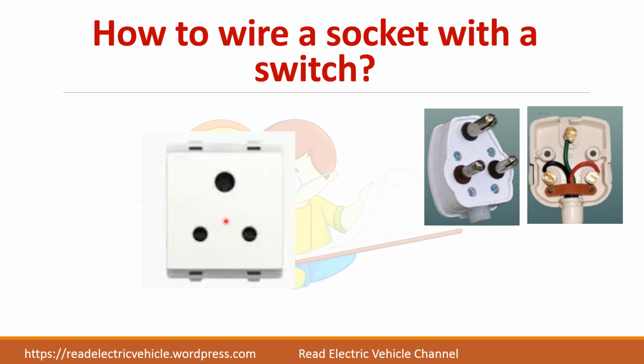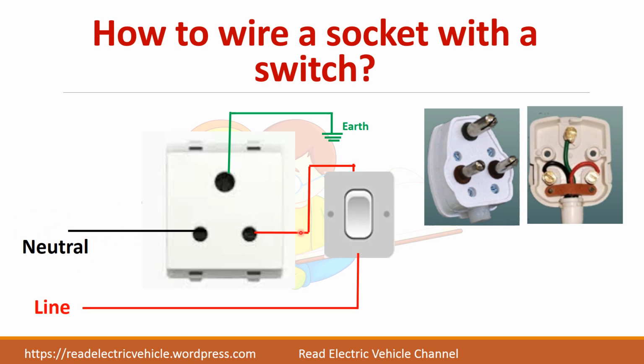Now let us take the socket and connect the earth pin. So this should be connected to earth, and on the left hand side we have the neutral, and on the right hand side we have the line. So this line is always connected through a switch so that we can easily control the power to this socket.